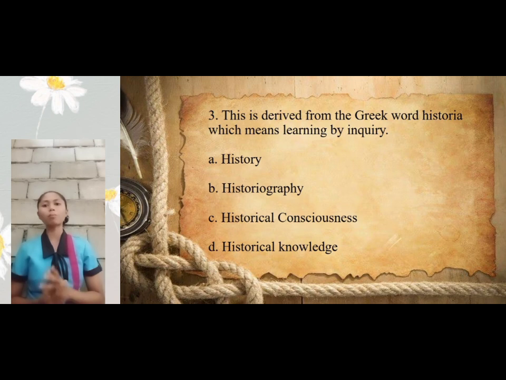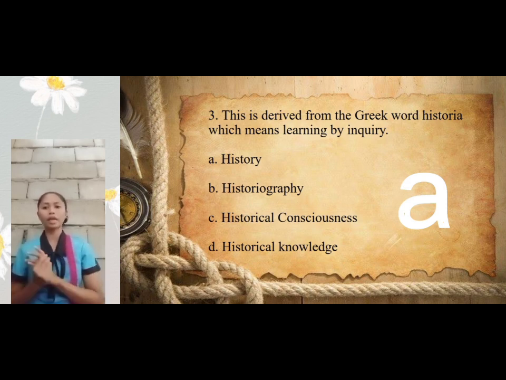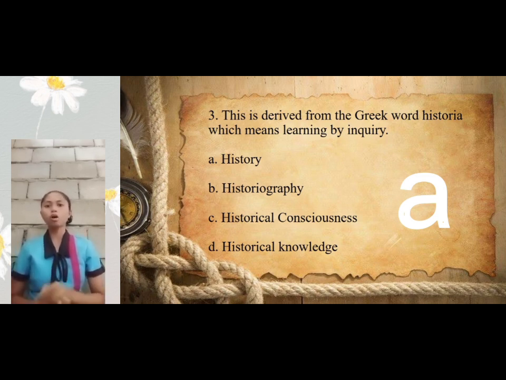This is derived from the Greek word historia, which means learning by inquiry. When we talk about the Greek word historia, it is letter A, history. So the short version is that the term history has evolved from an ancient Greek verb that means to know, says the Oxford English Dictionary's Philip Durkin. The Greek word historia originally meant inquiry, the act of seeking knowledge as well as the knowledge that results from inquiry. So letter A, history.